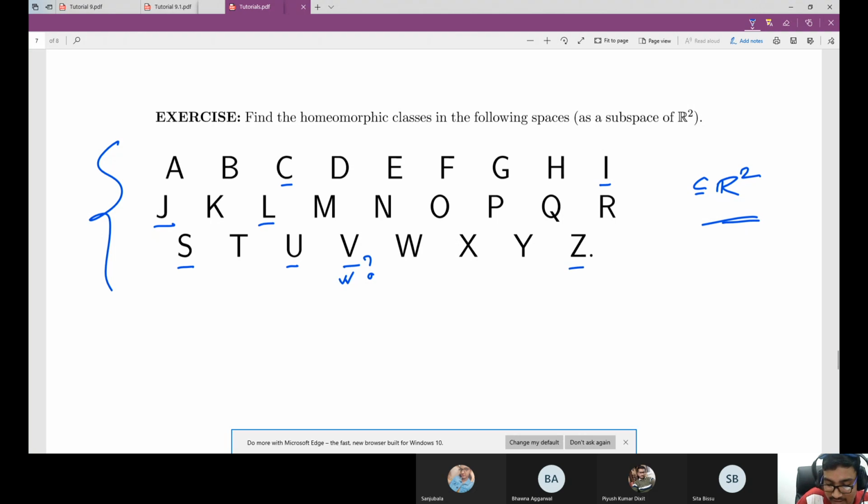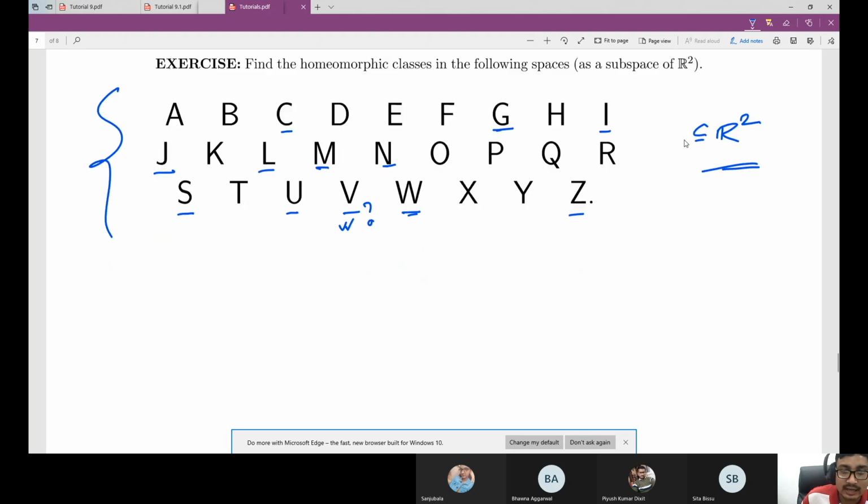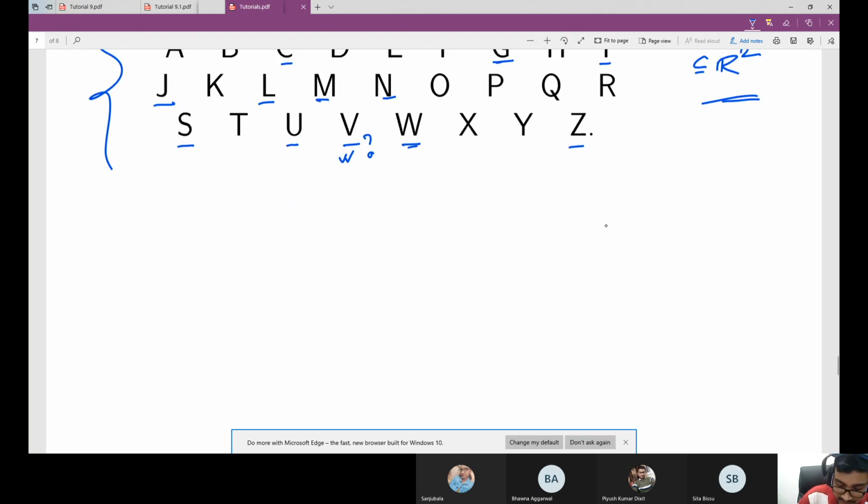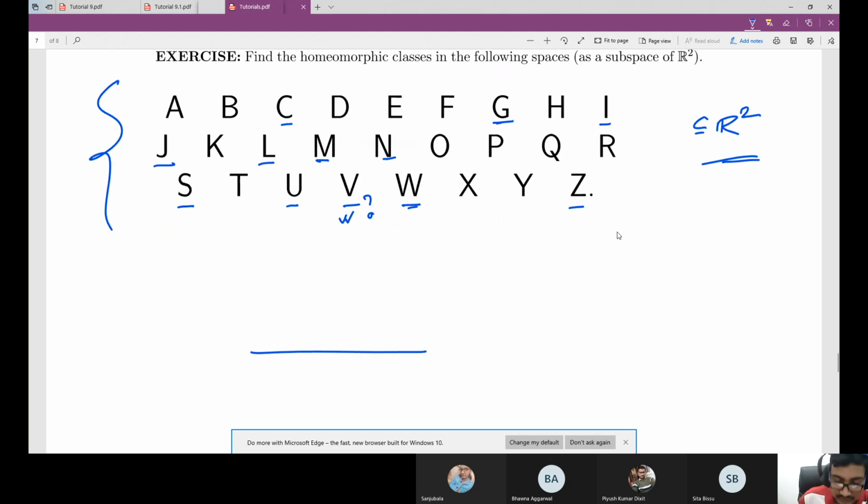In fact, Z is also homeomorphic to this one. And what else? M, N. These are also homeomorphic to that. Where is G? G is also homeomorphic to that. Actually, W also. W is also homeomorphic. Actually, you can see those are nothing but lines. So you start with this line, okay, including the endpoints. And what is your J? Your J is containing this line.